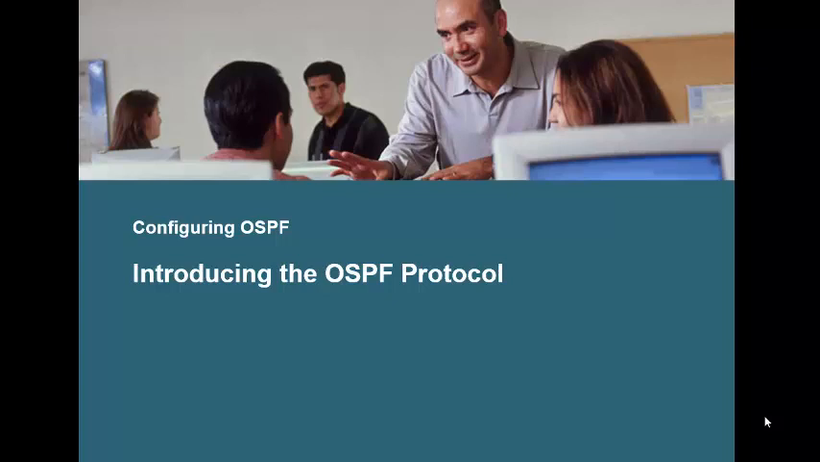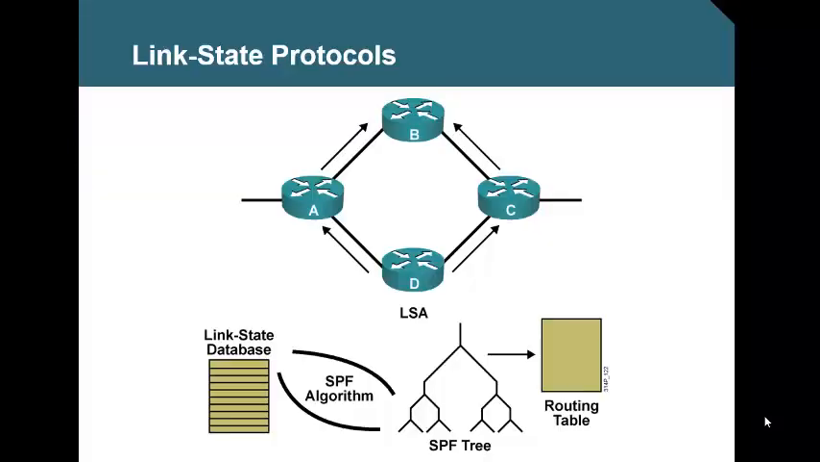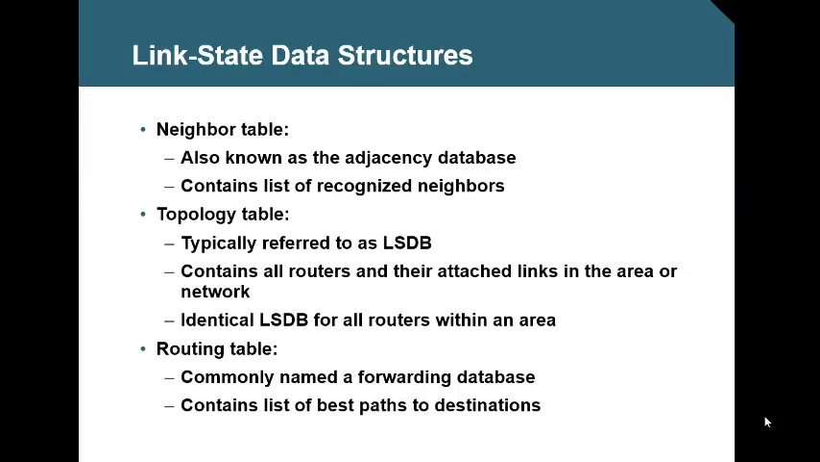Next thing what we learned is the different types of tables that we have. 3 tables. Neighbor table, which will have the established neighbors. Topology table, which will have the identical map within an area. Routing table that has got the best routes in the routing table.